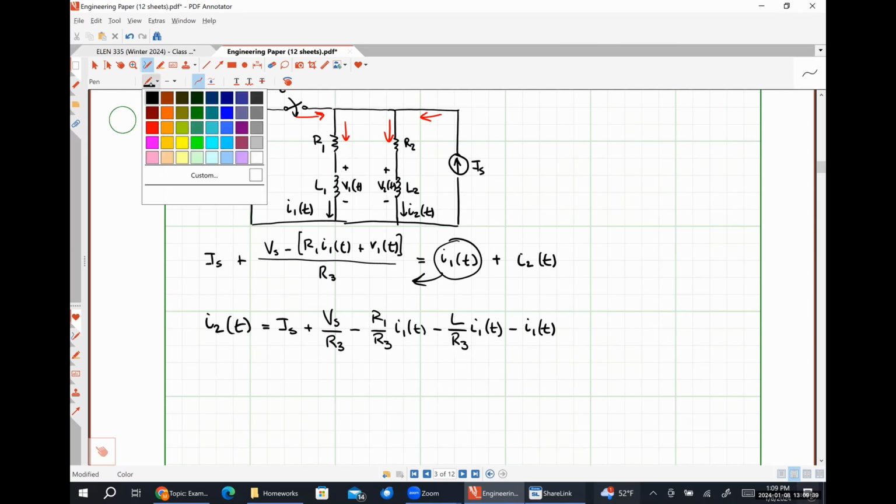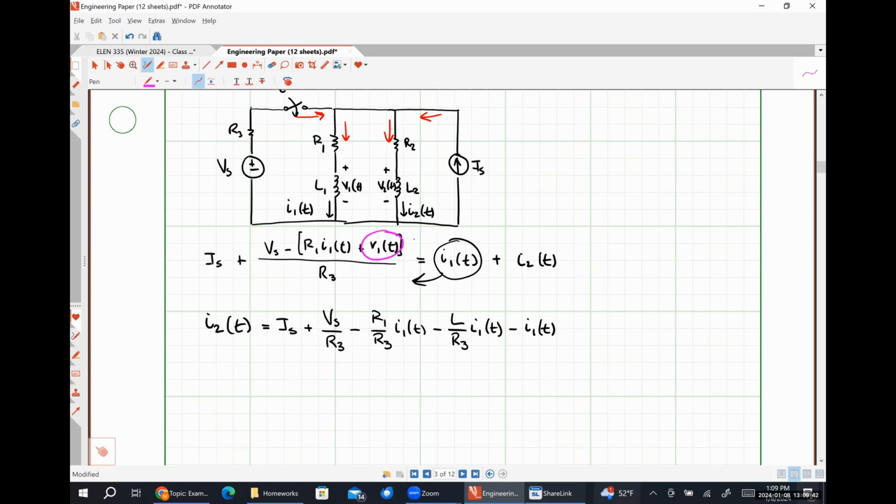So this V1 right here could be written as L times the derivative. Oh, so I made a mistake. Thank you for that. Let me squeeze that derivative in. Thank you very much for that catch, Isaiah. Is that better? Yeah. And so now I have I2 expressed purely in terms of I1.